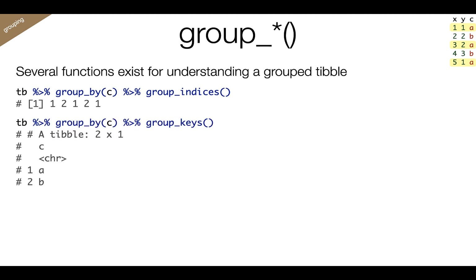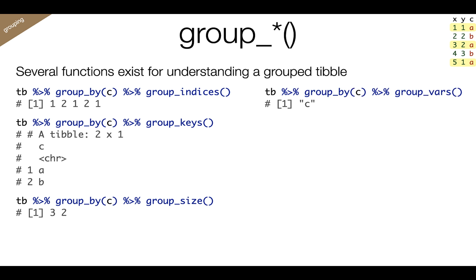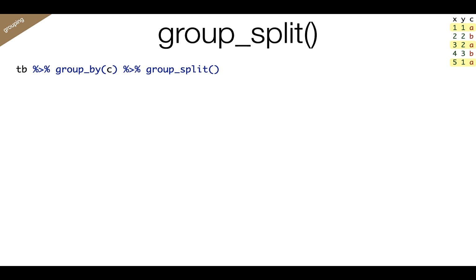Next is group_keys. This is a tibble that gives you the variable or variables that are grouping the data frame and their values. group_size is going to give you the number of rows corresponding to each of the groups of the tibble, and group_vars is going to tell you the variables that are actually being used in that grouping process. You could also use groups. This will give it to you in a list format where the elements of the list are individual R expressions. Now, one of the things that you may think about doing with grouping is actually splitting up the tibble by that grouping structure.